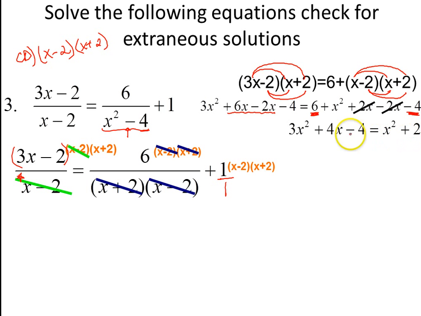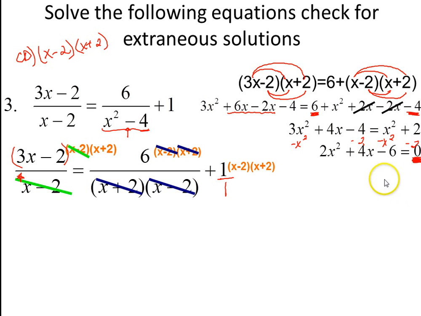Now I got to keep going. I got a 3x squared and an x squared. So which one am I going to move? I'm going to move my x squared. Now, I also am going to move my 2 because I have an x squared, an x, and a constant. So when I have an x squared, x, and a constant, I have to factor. So I'm moving everything to one side. So I'm going to subtract that x squared, which means I also need to subtract 2. I need to bring everything over to the same side. So that leaves me with 2x squared plus 4x and minus 6. I have to get that equals 0 here so I can factor this x squared, x, constant.